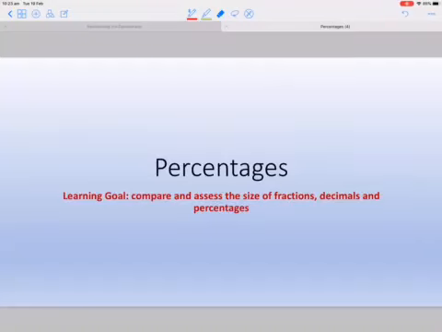In this lesson, we're going to start learning about percentages. And this is just a generic learning goal with percentages. We're going to compare and assess the size of fractions, decimals, and percentages. And we'll be exploring more of this as we go through the course. So let's get straight to examples.